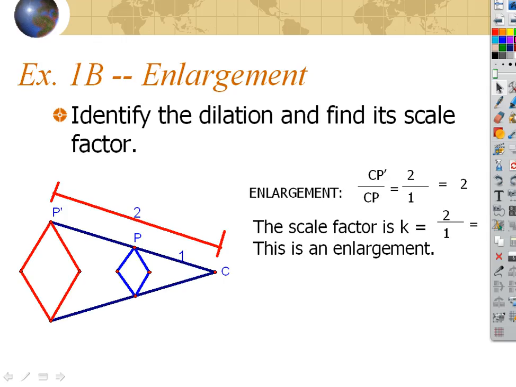Starting blue, ending red. Enlargement. The distances between P and P prime are 2 and 1, so the ratio must be 2 over 1. Right? And that makes sense. The final distance is 2 divided by the original, which is 1. 2 over 1 just gives us back 2.